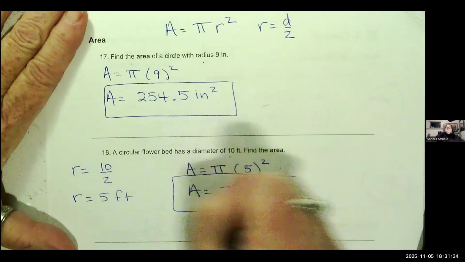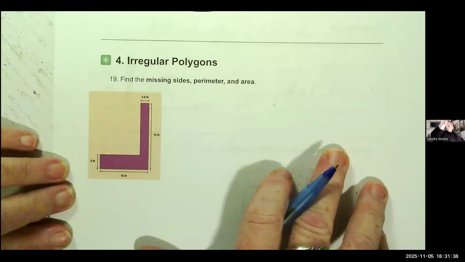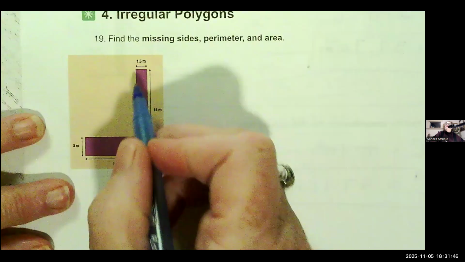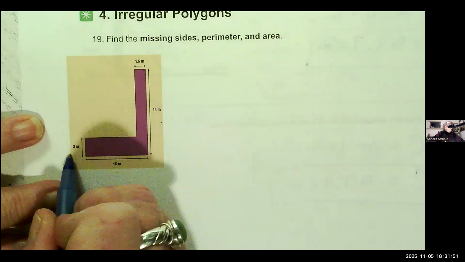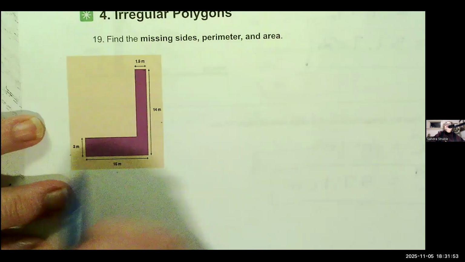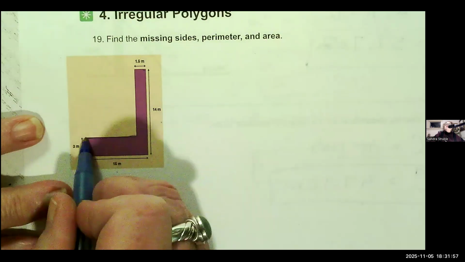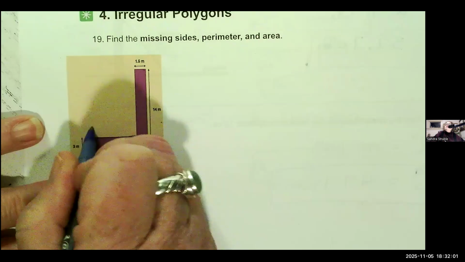Irregular polygons. Okay. Let's see if I can see this. Let's get a little closer. Oh, there we go. So 1.5, 14, 15, and 3, and these are all meters. So this one right here, if it went all the way across, the purple would be 15 meters, but it doesn't. So it's 15 minus, what is this little part right here?